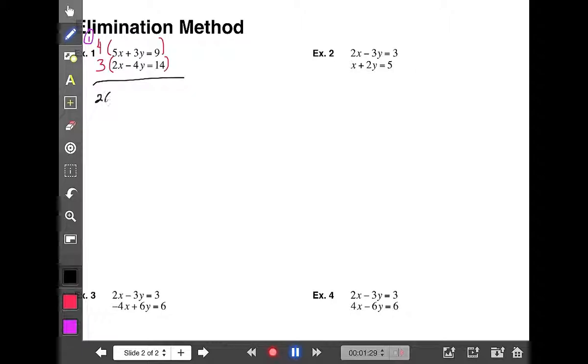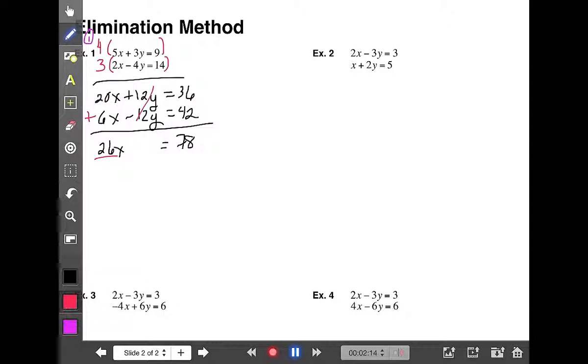So 4 times 5x is 20x. 4 times the 3y is positive 12y. Equals, and don't forget to multiply the 4 to the 9. So 4 times 9 is 36. And then the second equation, 3 times 2x is 6x. 3 times negative 4 is negative 12, and that's where the elimination will occur. And 3 times 14 is 42. And so we are going to add. I always add, I never subtract in elimination. And then don't your y's cancel out? And you're left with 26x equals 78.